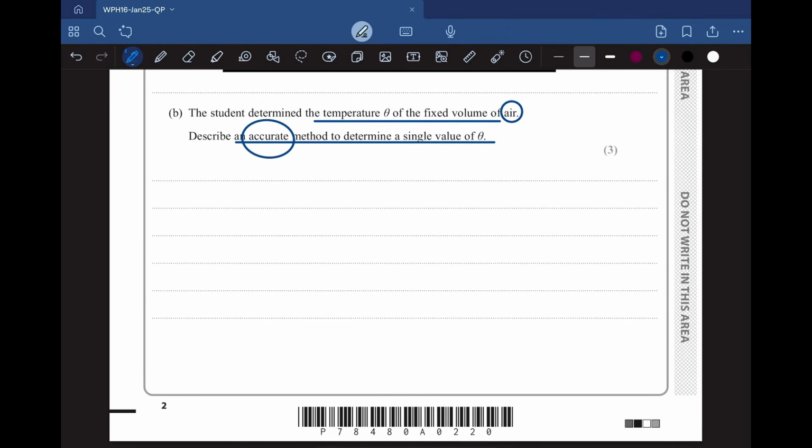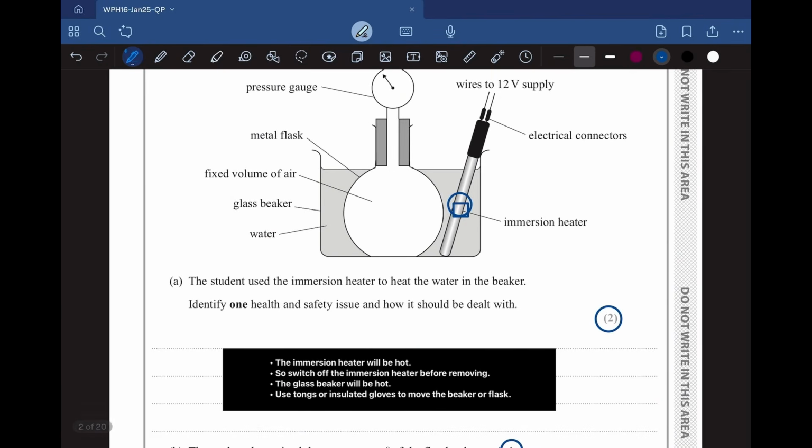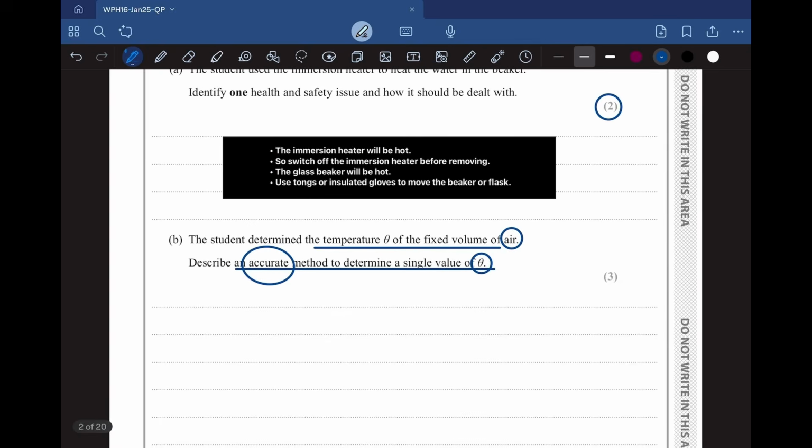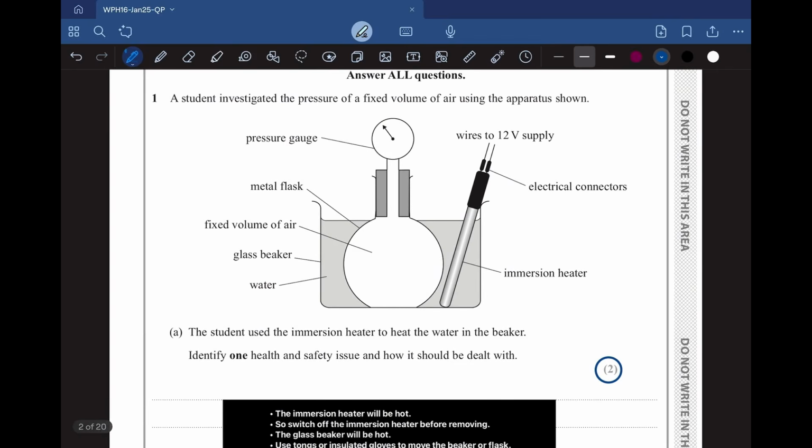Now, to be able to measure the value of theta accurately, you will definitely need to use a thermometer, right? To measure the temperature, we need a thermometer. So this is the first point, which will give you the first mark. We will have to say use a thermometer to measure the temperature of the water. Now, we all know that we measure temperatures using the thermometer, but where the thermometer should be kept is also important, because the question asked us about accuracy. So to be accurate, the thermometer must be close to the flask.